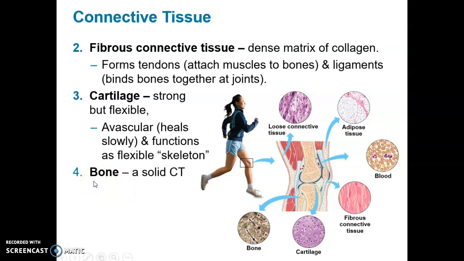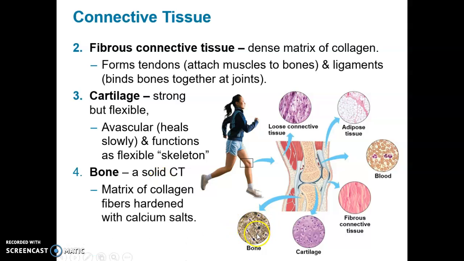Now, bone is a different type of connective tissue. It's a solid connective tissue because, again, that extracellular matrix is infused or hardened with calcium salts and collagen fibers. So that makes bone very strong, but not excessively brittle because of the protein collagen fibers. So bones can bend and twist a certain amount before they'll actually break.